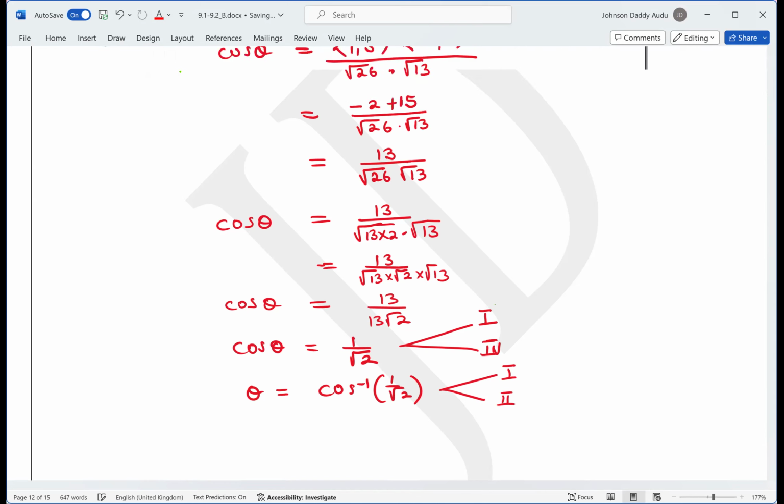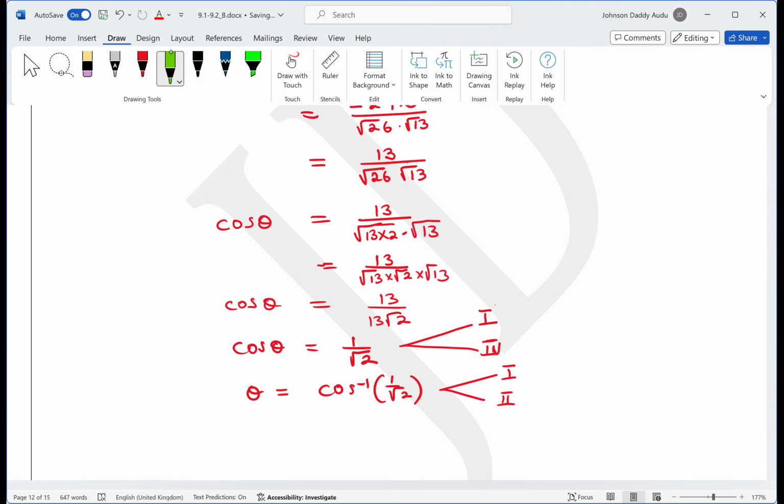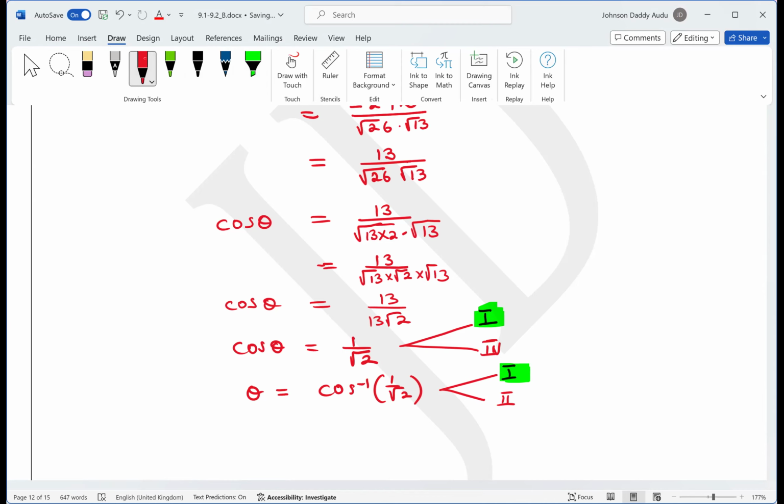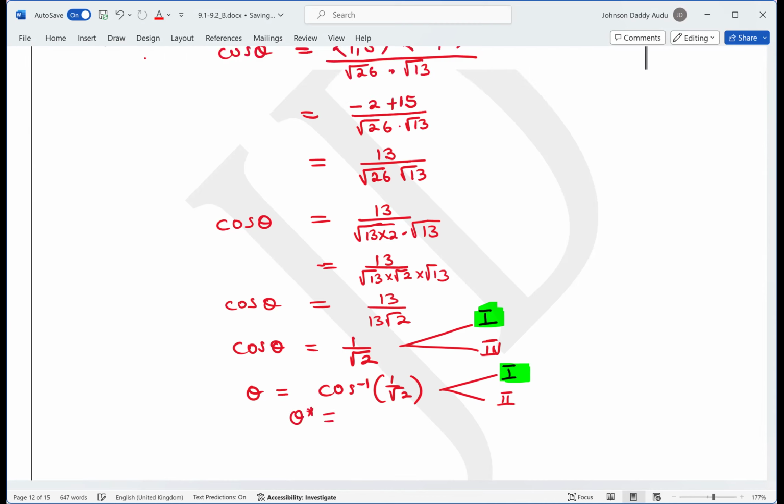Here we have the first quadrant. And what does that mean? It simply means that our theta star first is going to be 45 still. And then since you are in the first quadrant, theta is going to be theta star, which is still 45 degrees. Okay.